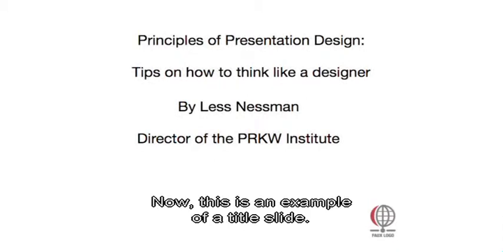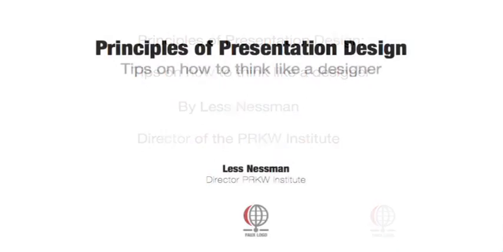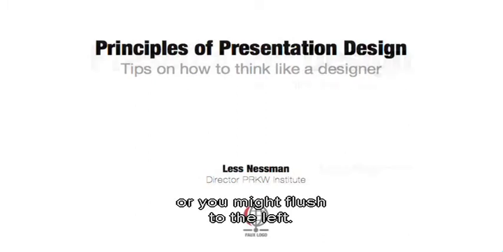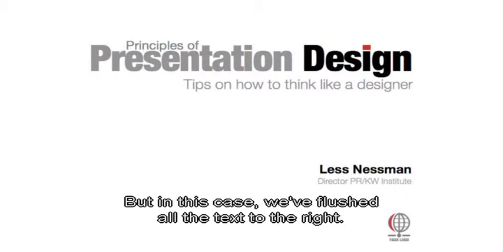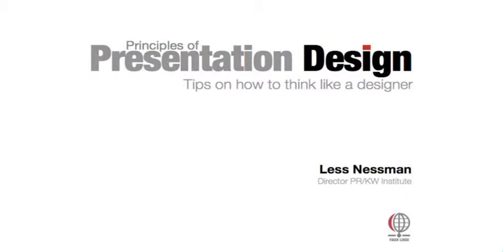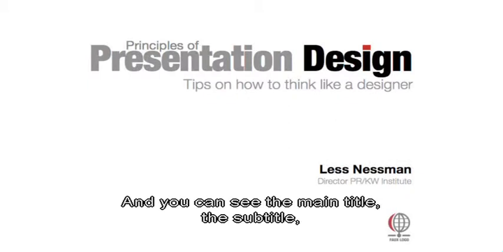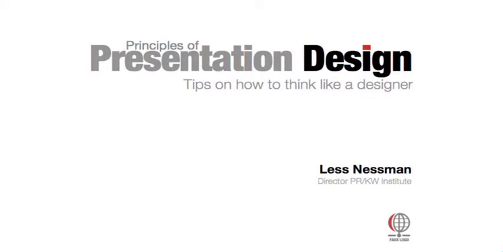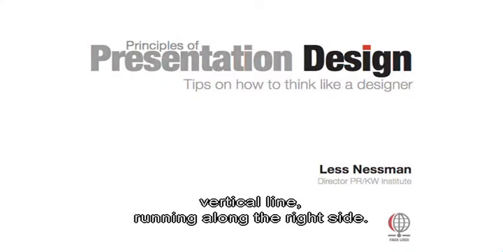Now, this is an example of a title slide, and you'll notice usually we centered things, or you might flush to the left. But in this case, we've flushed all the text to the right, and you can see the main title, the subtitle, the name, and then the logo are all lined up on the right, and this forms an invisible vertical line running along the right side.